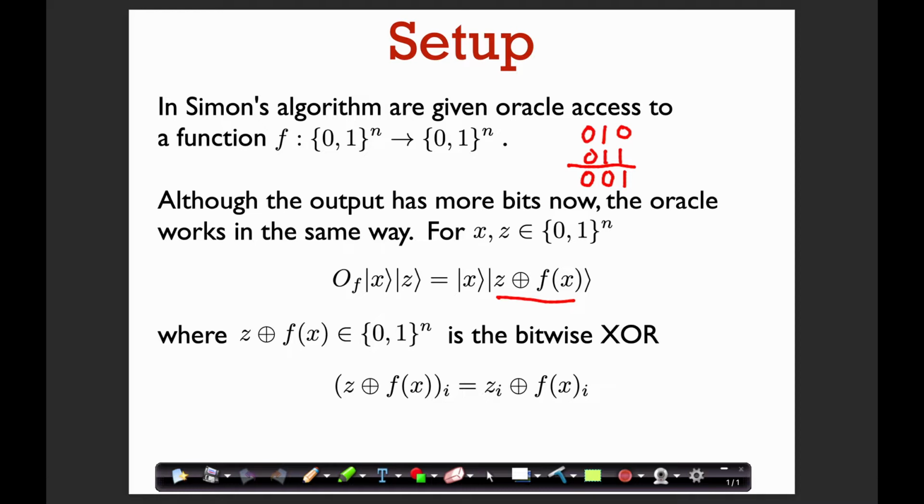And here you can see the formal definition of this bitwise XOR. The subscript i here refers to the ith bit of the n-bit string. So that's the oracle.